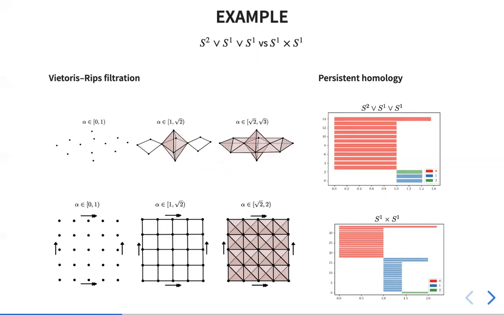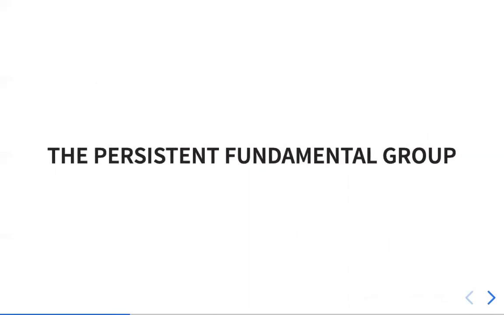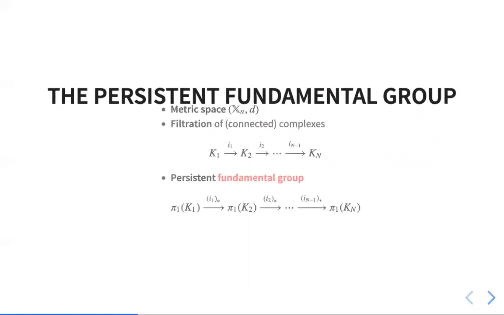So what I want to say or motivate is that, of course, when you compute persistent homology, you have the same limitations as in the regular case. When you compute homology, you cannot distinguish between any pair of topological spaces with different homotopy types, because in these two examples, they have the same homology, right? So this motivates the idea of trying to compute the persistent fundamental group.